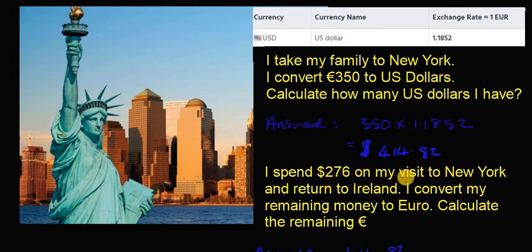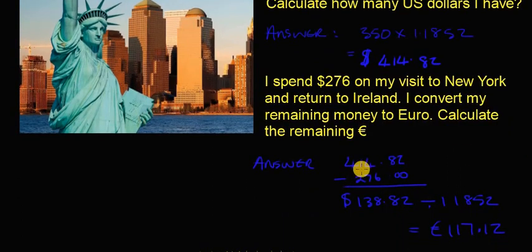And you spent $276 on your visit to New York and you return to Ireland. You convert your remaining monies to euro, calculate the remaining euro. Okay, in this case, you had 414, you spent 276, which gives you 138.82. Subtract that, and then to convert it back into euros, you divide it because you're coming home. You divide it by 1.1852, which gives you 117 euros and 12 cents.